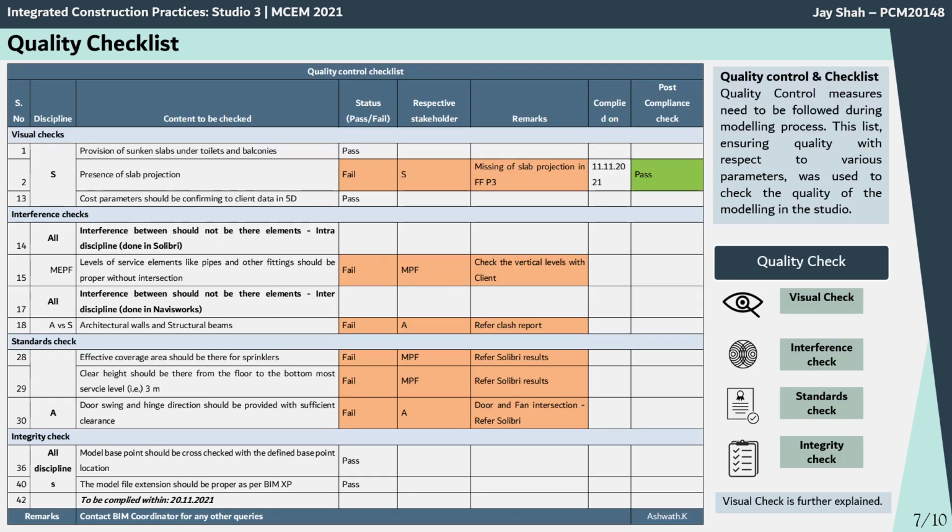Quality check. Quality check is important to meet the demands of the client and the quality of the building. The quality check was bifurcated into four parts: the visual check, interference check, standard check, and the integrated check. The quality control checklist was prepared, ensuring the quality with respect to the various parameters, and the same was used to check the quality of the modeling in the studio. This checklist is bifurcated into the four checks as shown here.